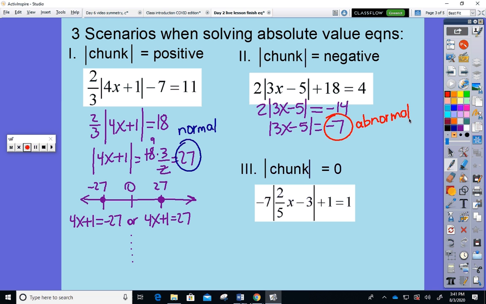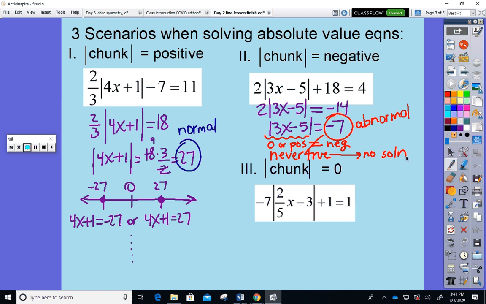So here's what I know. The left side must be either 0 or it must be positive. But the right side is -7. Can 0 ever equal a negative number, or can a positive number ever equal a negative number? No, it can't. So this statement is never true, which leads me to saying there is no solution. If you get something that's always true, you say all real numbers.